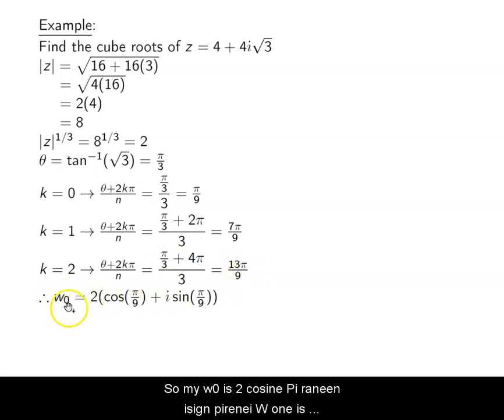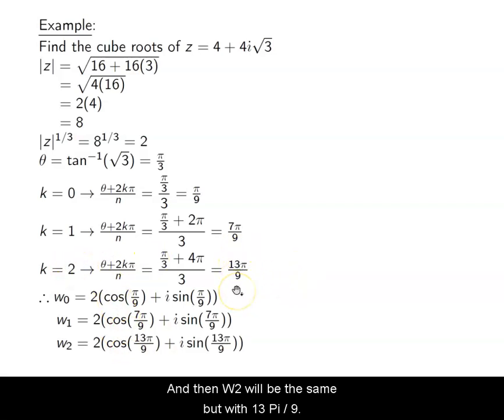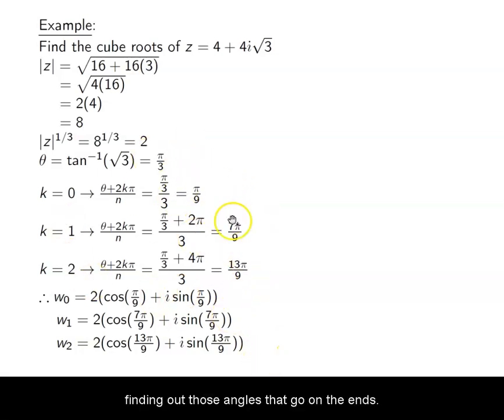Okay, so my W0 is 2 cosine pi over 9, i sine pi over 9. W1 is going to be 2 cosine 7 pi over 9 plus i sine 7 pi over 9. And then W2 will be the same, but with 13 pi over 9. Okay, and that's how you find those 3 roots. The important part is finding out those angles that go on the inside.